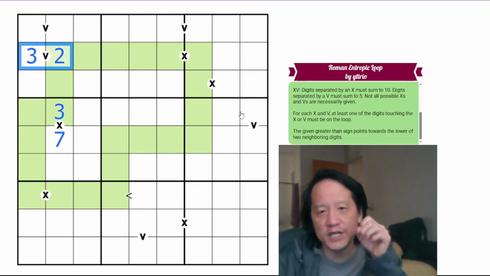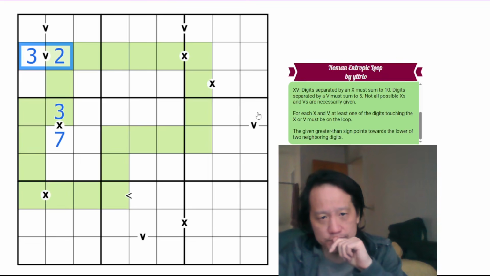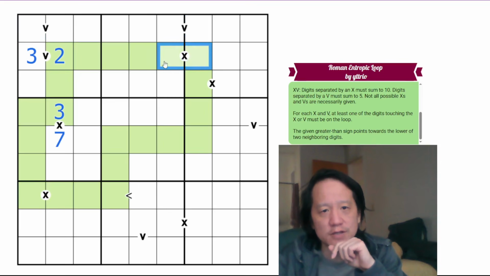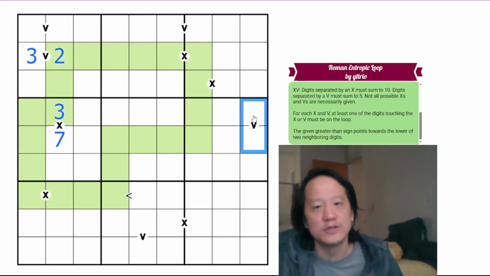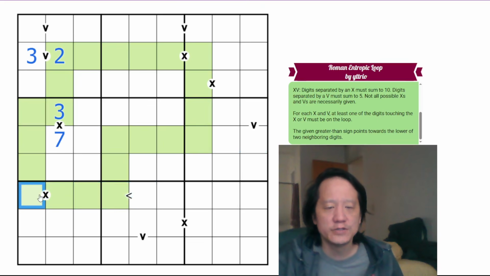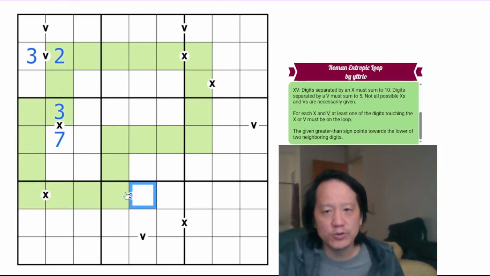And for each X and V, at least one of the digits touching the X or V must be on the loop. So for every X and V, there's at least one cell touching it that must be on the loop. So this loop doesn't work because it doesn't include one of these cells, or these, or these. The given greater than sign points toward the lower of the 2 neighboring digits. So this digit must be smaller than that digit. And those are all the rules.